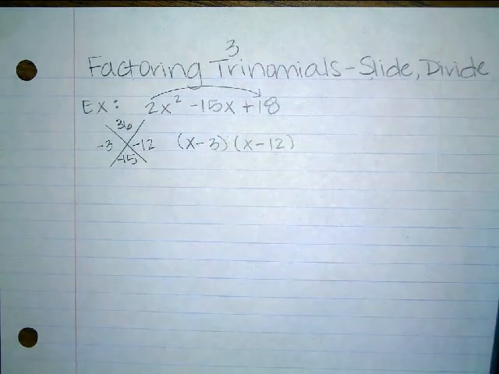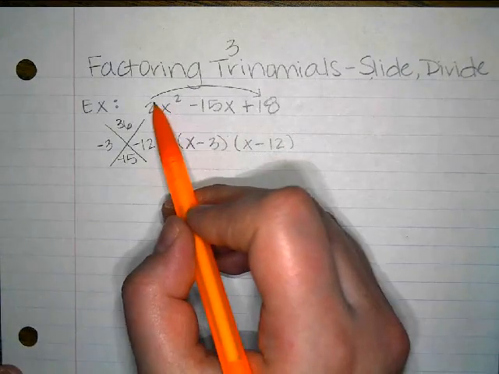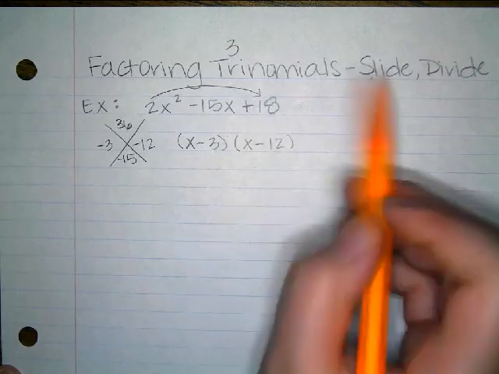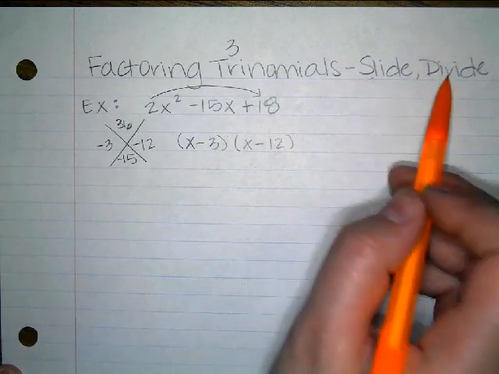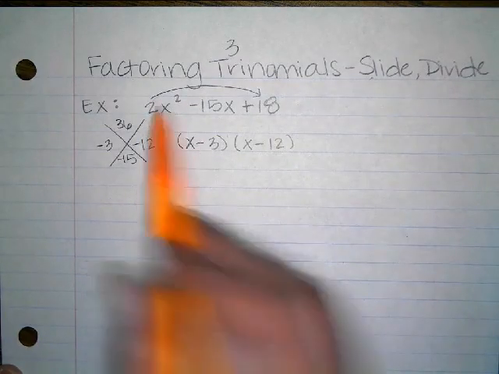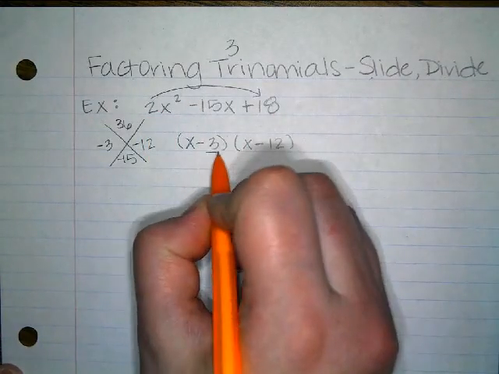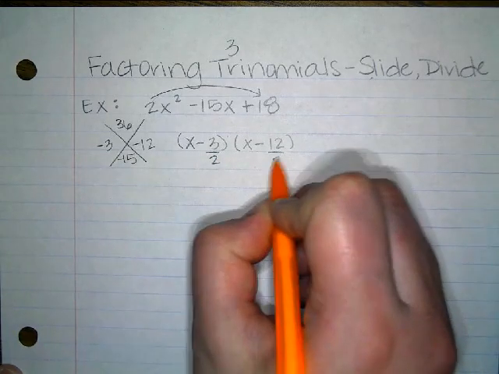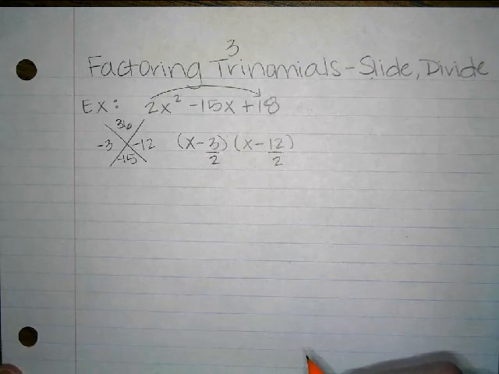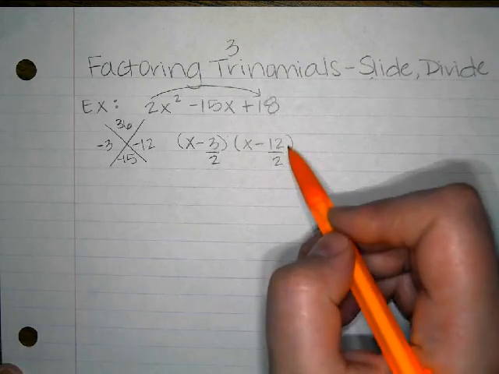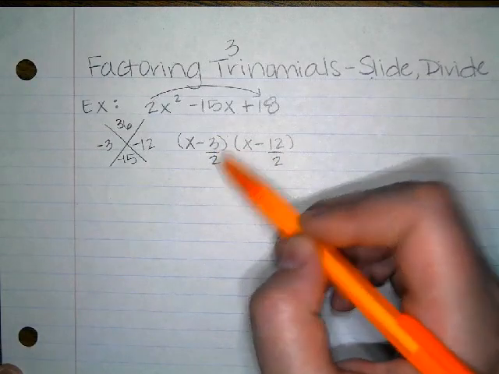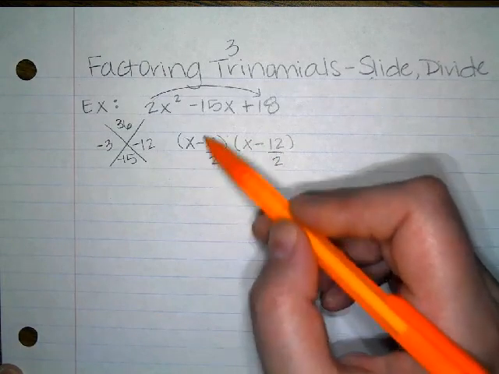So first I took the 2 and I slid it over to the 18. So that's the slide part. Next I'm going to do the divide part. I'm going to take the 2, since I slid by 2, now I'm going to divide by 2. And what you'll notice is that when you divide by 2, you end up getting these fractions. Sometimes the fraction can reduce, sometimes the fraction cannot reduce.